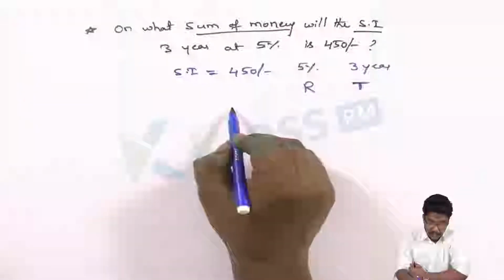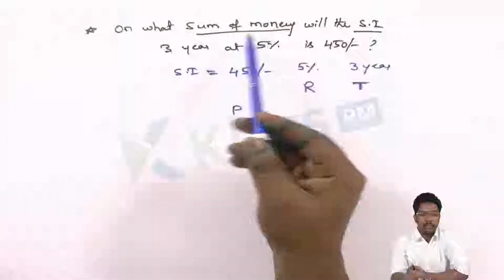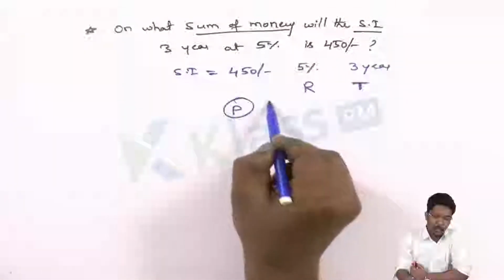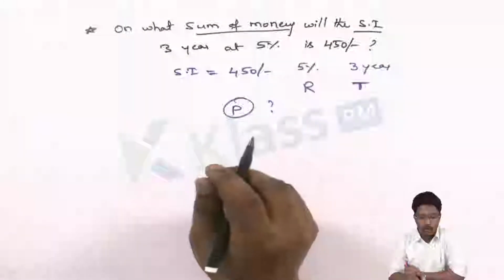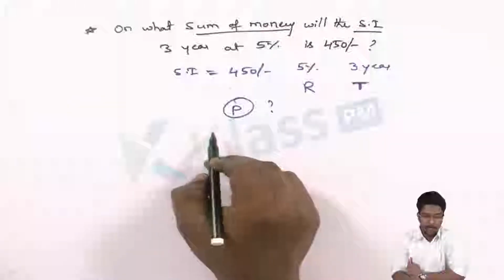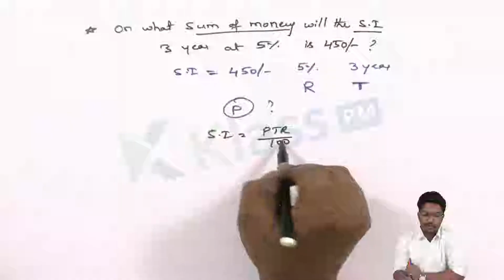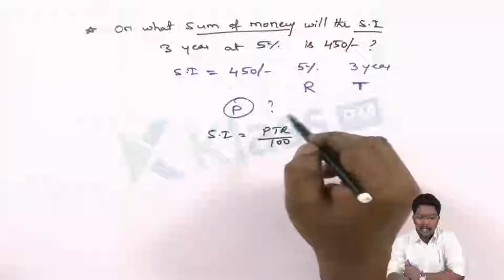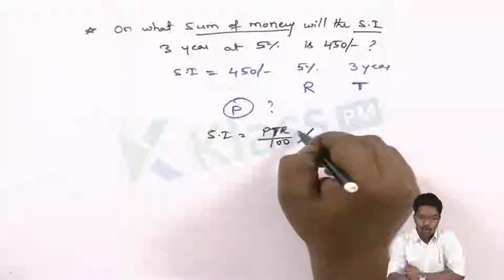He is asking for the principal. On what sum of money? What is the principal amount? We have to find out. For this, don't use a formula, because our teaching is only based on the concept. Simple interest is PTR by 100. If we use the formula, we will make the calculation very typical. We are making it complicated. So don't use formulas.